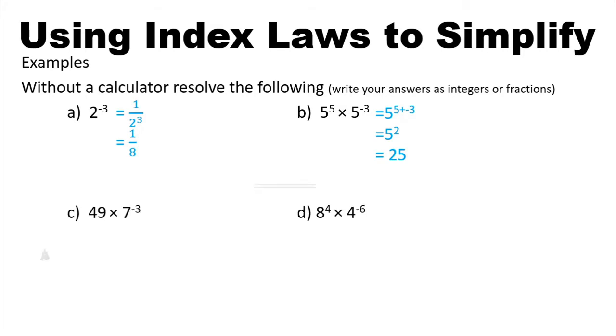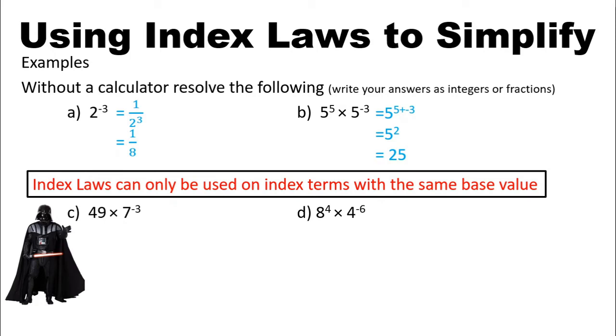For question C, that looks a little bit more challenging. Darth Vader is there to remind us that we can only use index laws on terms with the same base value. So how could I possibly simplify 49 times 7 to the power of negative 3? Here you need to remember that you know that 49 is the same thing as 7 squared. This is 7 squared times 7 to the power of negative 3. Writing it in this format, you should be able to use your index laws and simplify this easily.